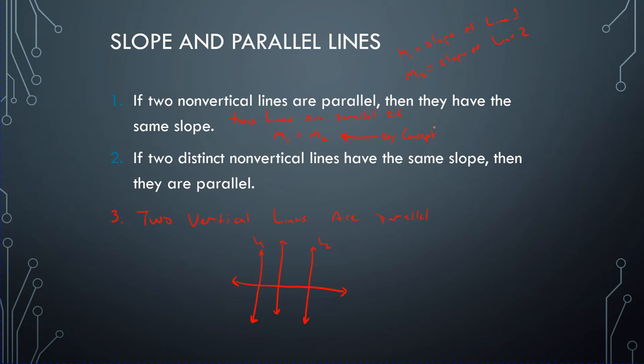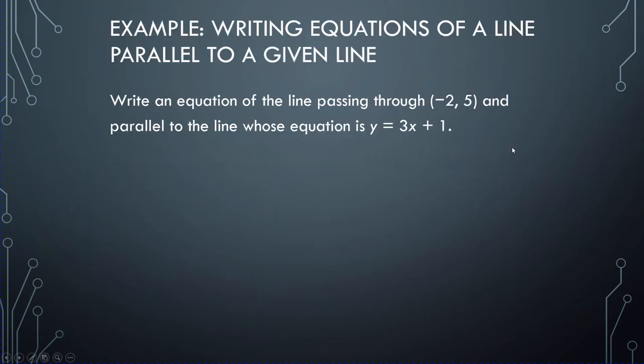Now I want to give you some information and use that to find the equations of lines that are parallel to other lines. Here would be the first example. Write an equation of a line that passes through the point (-2, 5) and is parallel to this equation.